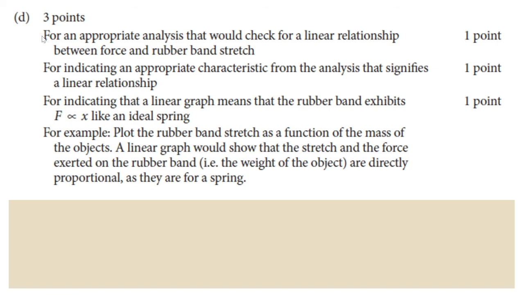So their example was plot the rubber band stretch as a function of the mass of the object. I thought that was kind of bogus. Fs versus x is like a classic thing, so you could have forced it, so to speak, by multiplying m and g. And then it says here, a linear graph would show that the stretch and the force exerted on the rubber band, i.e. the weight of the object, are directly proportional as they are for a spring. And that's it. Take a second to pause this video here and make sure you understand all aspects of the scoring guide. And when you hit play, we'll move on.